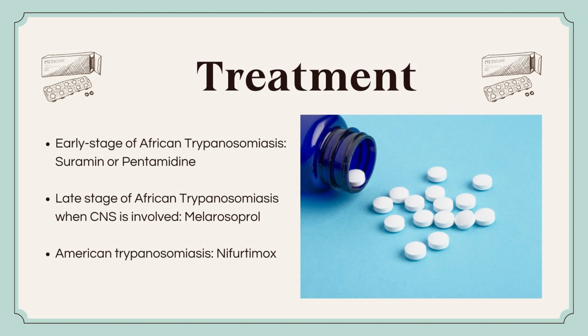Treatment. Early stage of African trypanosomiasis is treated with suramin or pentamidine. Late stages of African trypanosomiasis, when the CNS is involved, is treated with melarsoprol. American trypanosomiasis is treated with nifurtimox.